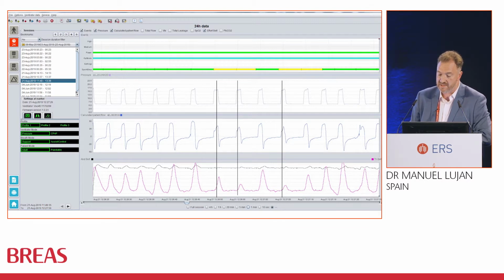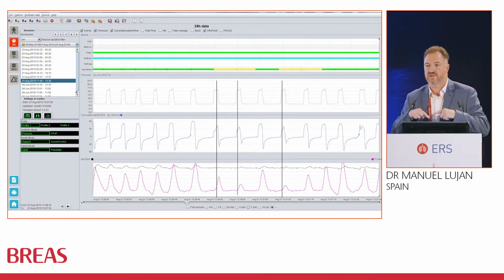Probably the backup frequency in the ventilator and the spontaneous rate of the patient are really close and are fighting one against another.